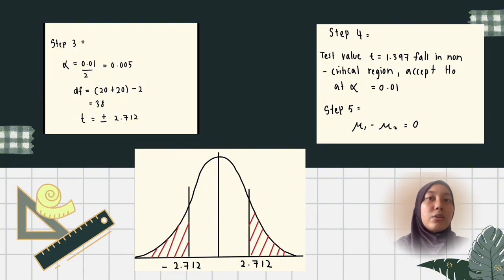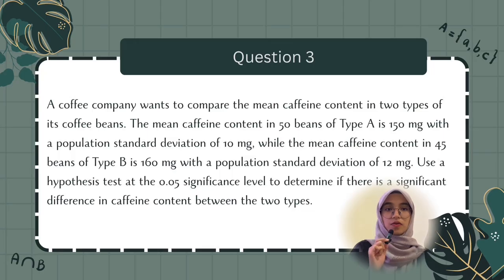This means there is no significant difference in the mean sprint time between athletes trained using method 1 and those trained using method 2. Although there is a small numeric difference, it is not statistically significant at the 0.01 level. In conclusion, based on our data, both training methods appear to produce similar sprint performance results. That's all. Now, let's move to question number 3.